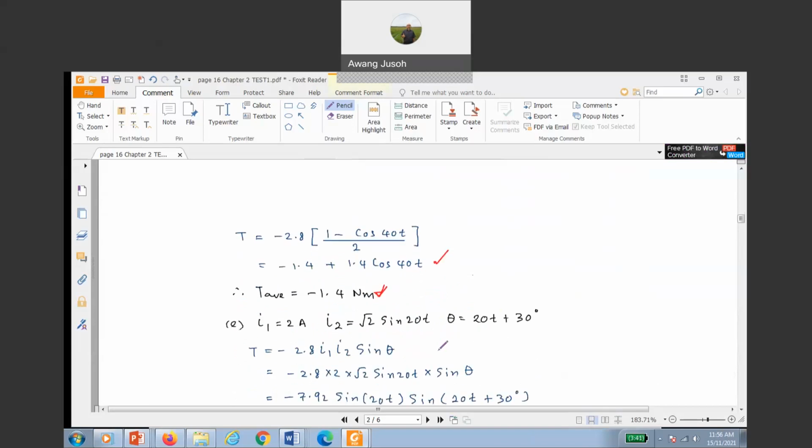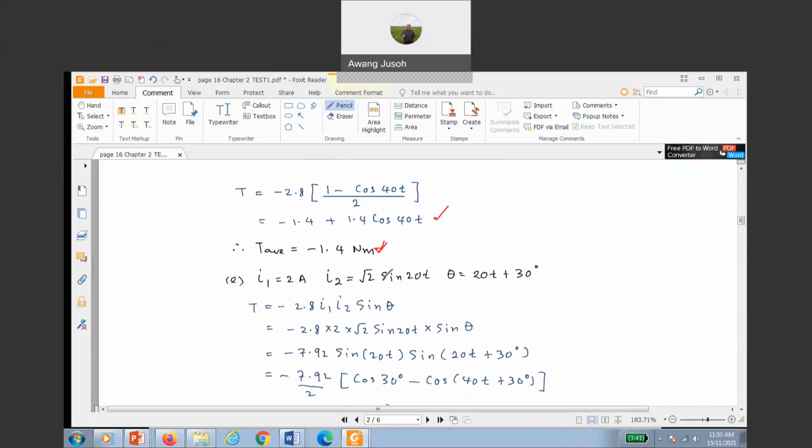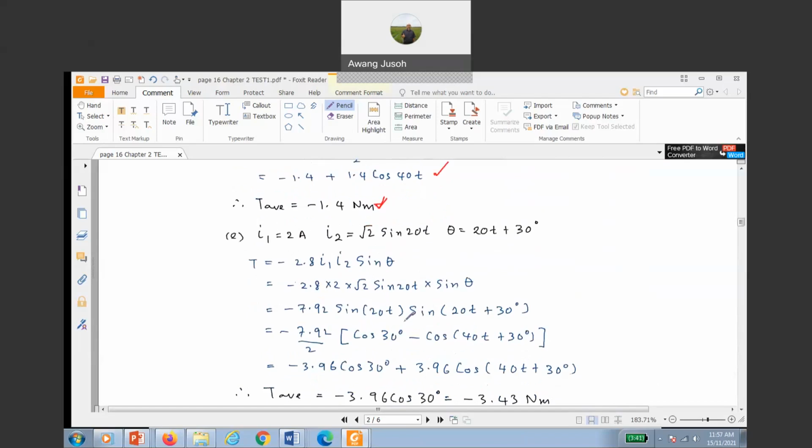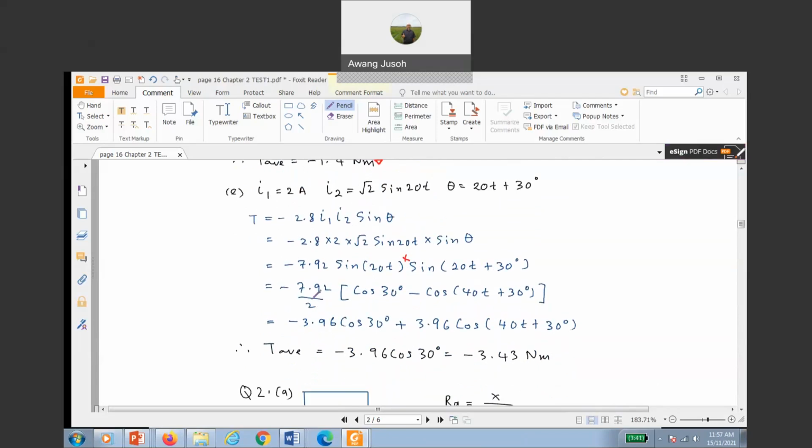Okay, for the last part E, we inject DC current for I1 and we inject alternating sine wave current for the stator winding. Then we substitute these two currents and we calculate this. So in this term, you can see that sine 20t is multiplied by sine 20t plus 30. That means we need to use the rule for sine times sine. The rule states that this can be changed to cosine minus cosine: cosine of 20t minus this one, and then plus this one. Then you get this cosine term, and then you divide by 2. Okay, then we get this equation.